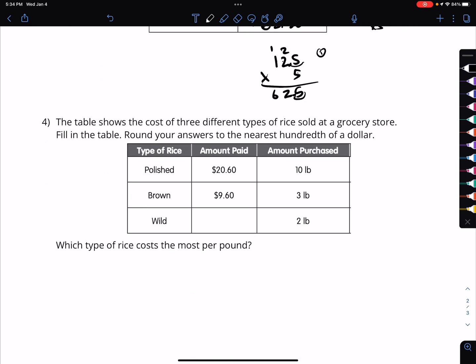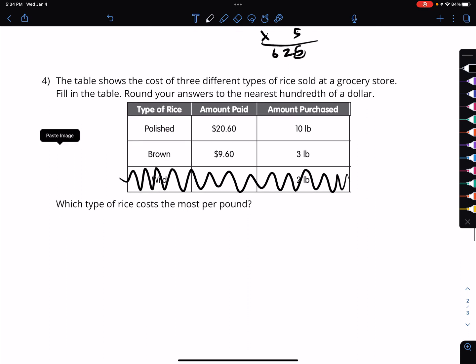Question number 4. I don't know if you saw it on the Google Classroom. This is missing a piece of information, so we can't figure out wild rice, but we could figure out polished compared to brown. And we need to figure out what the type of rice that costs the most per pound. So, here we have 2 pieces of information.